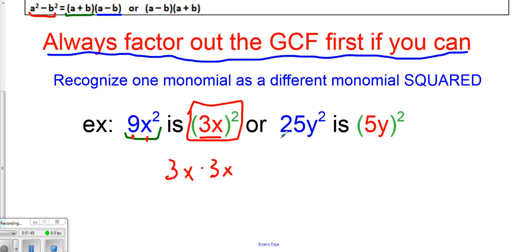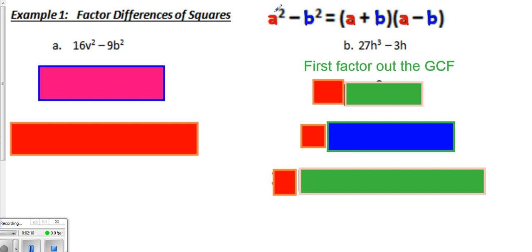Same thing, if we have 25y squared, we can call that 5y, squared. 5y times another 5y. 5 times 5, 25. y times y, y squared. So the first thing we need to do in each of these is recognize one monomial, something like this, as being another one squared. So let's look at how these will look in the end.